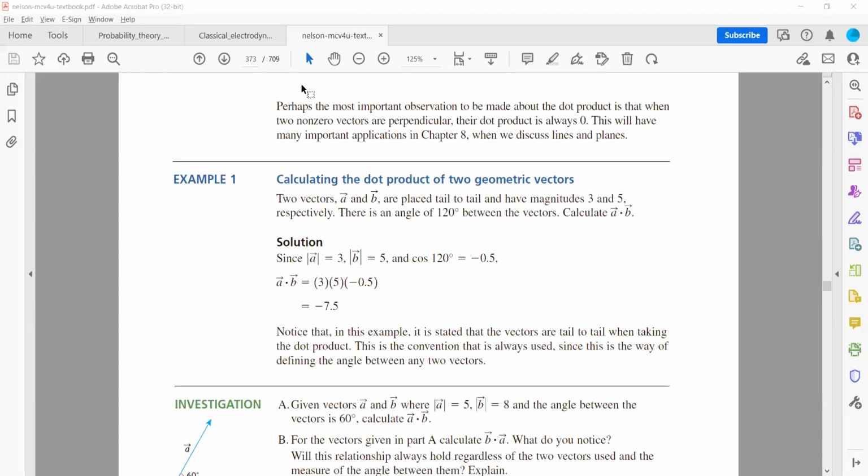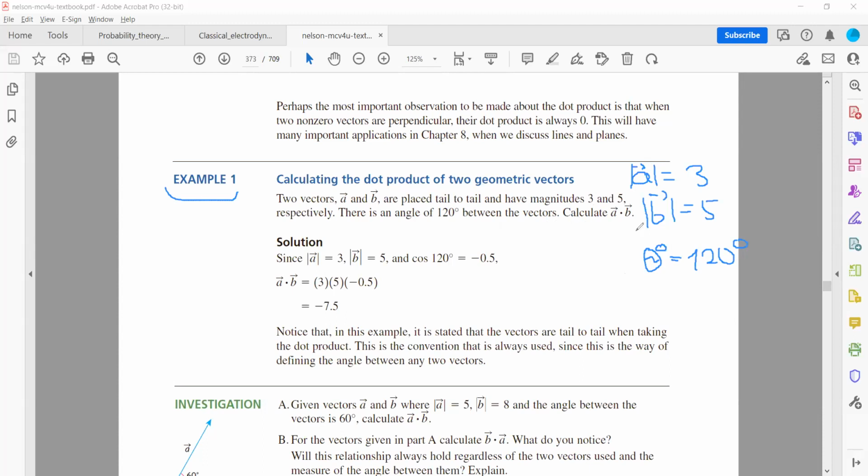Let's go through example number 1, just to clarify what we have just learned. Calculating the dot product of two geometric vectors. Two vectors A and B are placed tail to tail and have magnitudes 3 and 5. So vector A has magnitude equal to 3, and vector B has magnitude equal to 5. There is an angle of 120 degrees between the vectors, so theta equals 120 degrees.